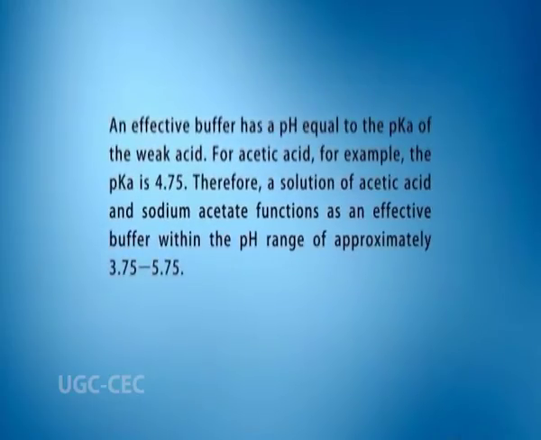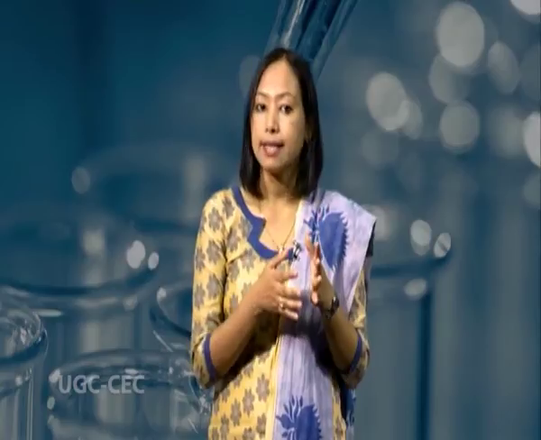An effective buffer has a pH equal to the pKa of the weak acid. For acetic acid, for example, the pKa is 4.75. Therefore, a solution of acetic acid and sodium acetate functions as an effective buffer within the pH range of approximately 3.75 to 5.75. When the pH of the buffer solution is equal to the pKa of the conjugate acid, the solution will have equal capacity with respect to additions of either acid or base.